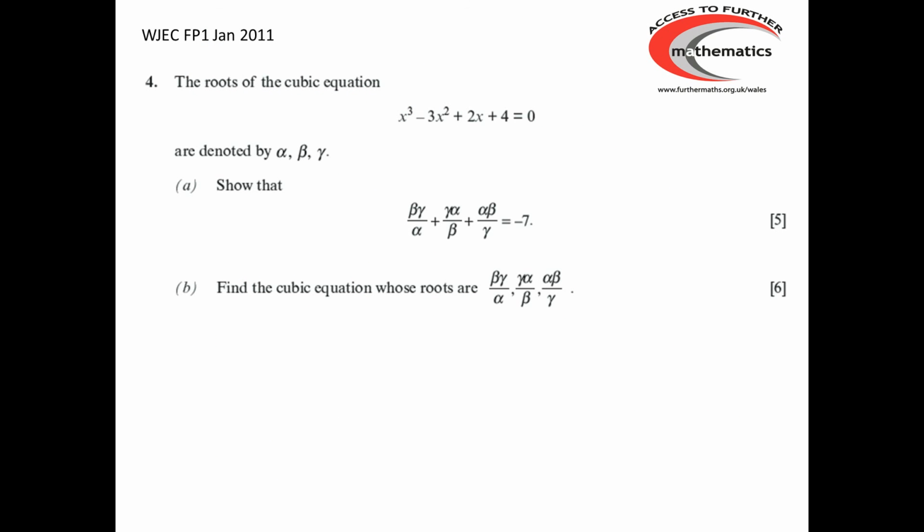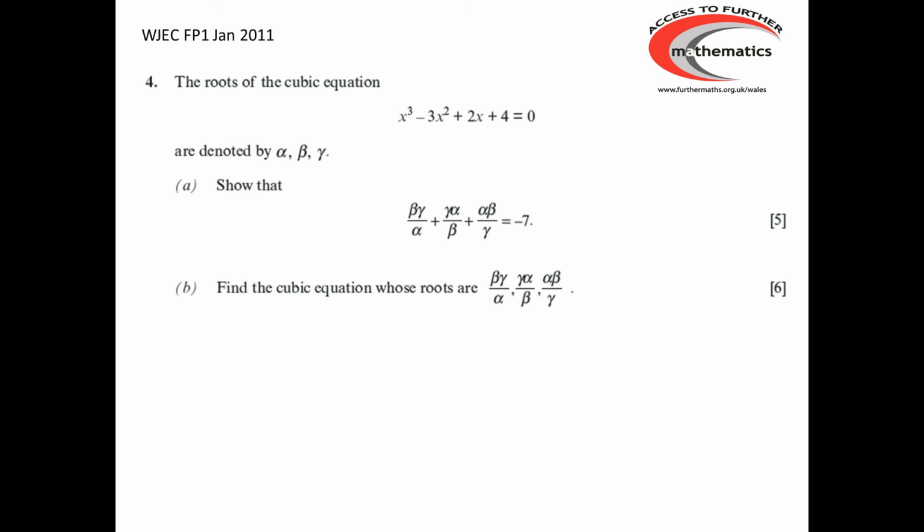Our final example comes from the January 2011 paper, and we're moving up to a cubic equation this time. So we've got the equation x cubed minus 3x squared plus 2x plus 4 equals 0 has got roots alpha, beta and gamma. And the first thing we've got to do is show that beta gamma over alpha plus gamma alpha over beta plus alpha beta over gamma must equal minus 7.